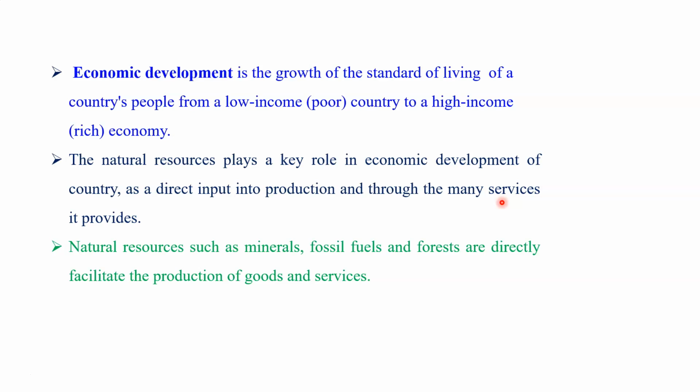So therefore, the whole process of economic development totally depends on the availability of natural resources. We can say that natural resources are the foundation for economic development. They support the increase in economic development. So it is totally dependent on natural resources. Let us see some examples of how natural resources are useful to the economic development of any country.